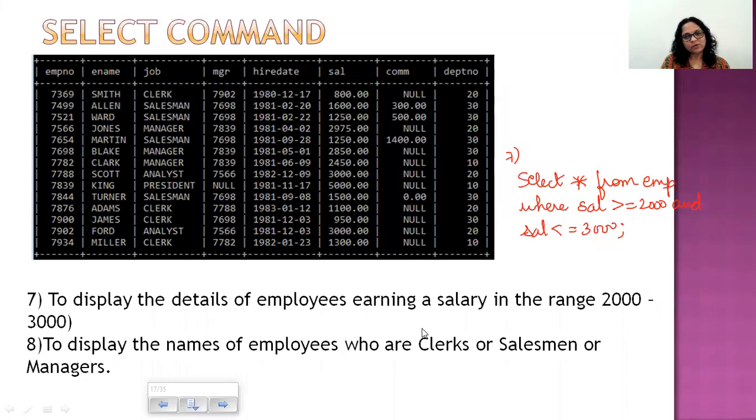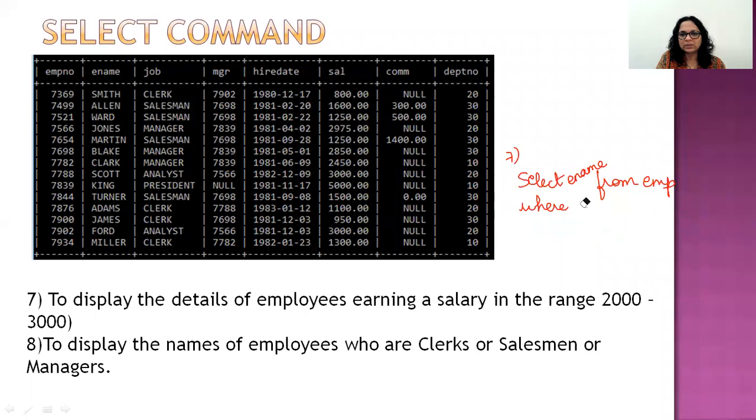Now, display the names of employees who are clerks or salesmen or managers. So display the names of employees. Let me just try. Names of employees, so what do I write? Select ename. Okay, what is the condition? The condition is that the person has to be a clerk or a salesman or a manager. So where job is equal to clerk or job is equal to salesman or job is equal to manager.